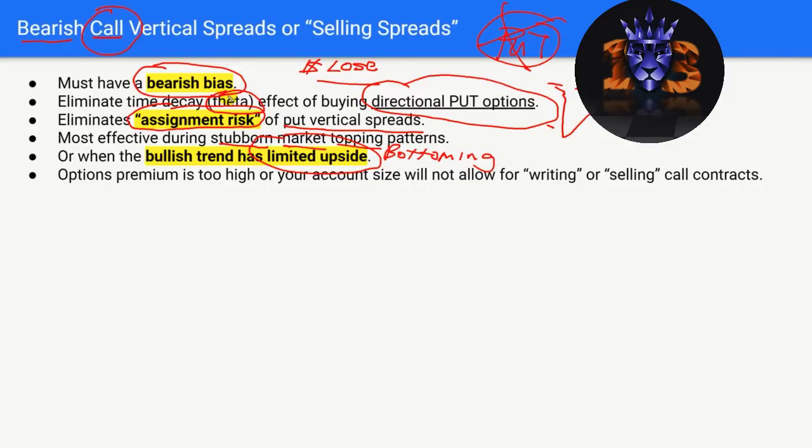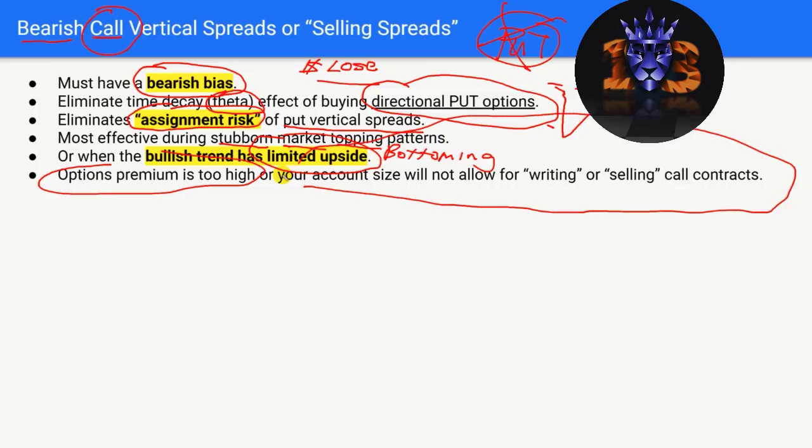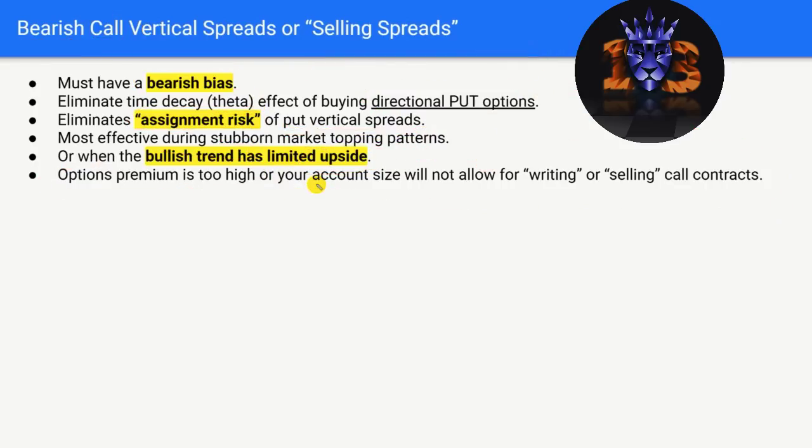And so what we want to do is have a mechanism, because this insanity can last a little bit longer than it is. The other reason for doing this is option premiums are too high, or your account size will not allow for writing or selling contracts right here. So for those of you with smaller accounts, one thing I do want to say: in order to do any type of spreads, you need $2,000 in your account for margin. Without margin, you can't do this. If you have a cash account, you cannot do this.